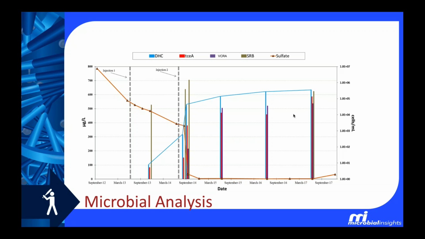We also see dramatic increases in our TCE reductase gene and our vinyl chloride reductase gene. So this helps to tell us that we're going to get efficient reductive dechlorination and get completely to ethene without a lot of accumulation of daughter products.